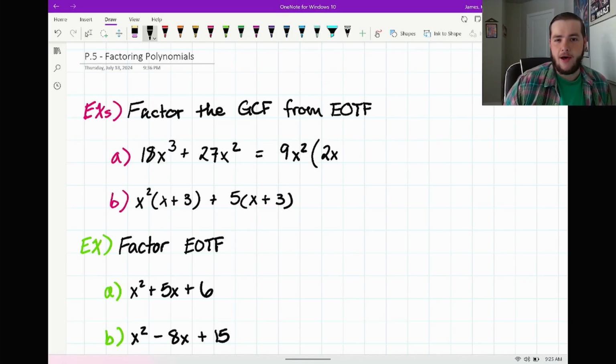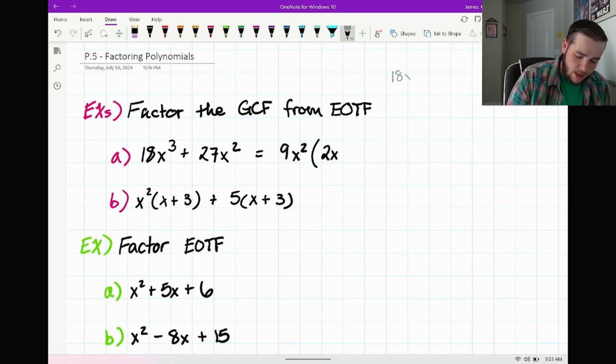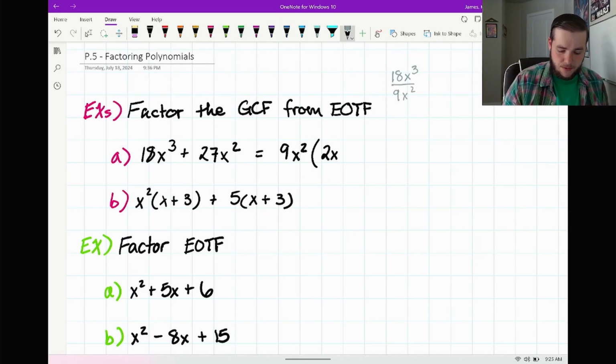If you're unsure how I got that, there are two ways to think about it. One way is that I am dividing each of these terms by the thing I've pulled out. So when I divide by 9x squared, the 18 and 9 cancel and leave me with 2. And I lose 2 copies of x from the top, leaving me with just 1 left over in the top.